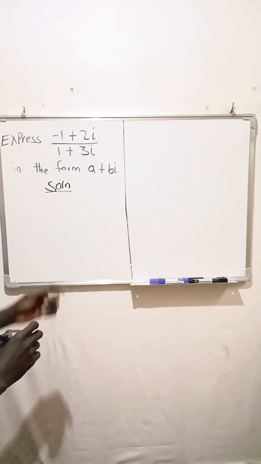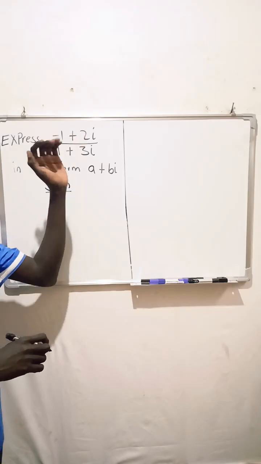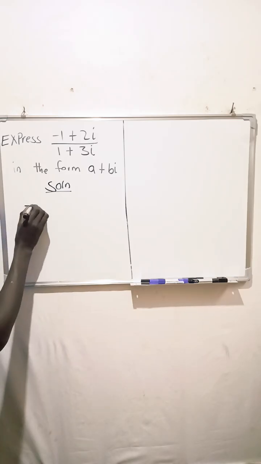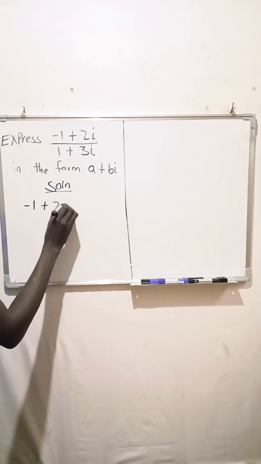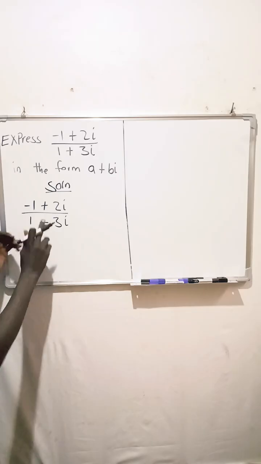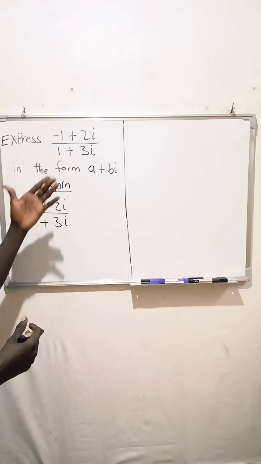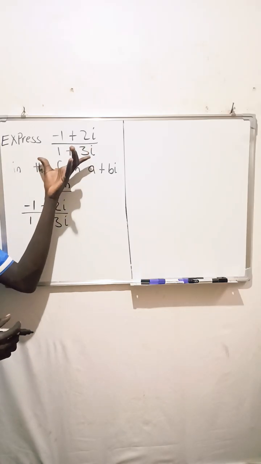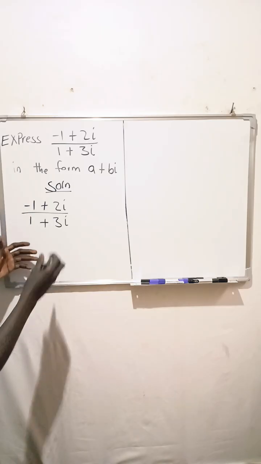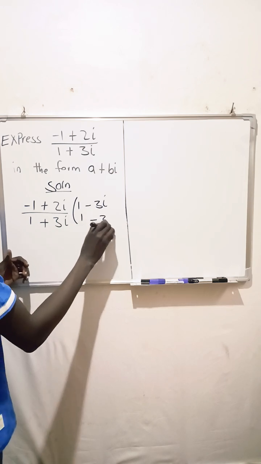What we are going to do first is rationalize by the conjugate of the denominator. Here let us have (-1 + 2i) out of (1 + 3i). We are going to rationalize by the conjugate of the denominator, and the conjugate is going to be 1 - 3i. So we multiply by (1 - 3i) over (1 - 3i).